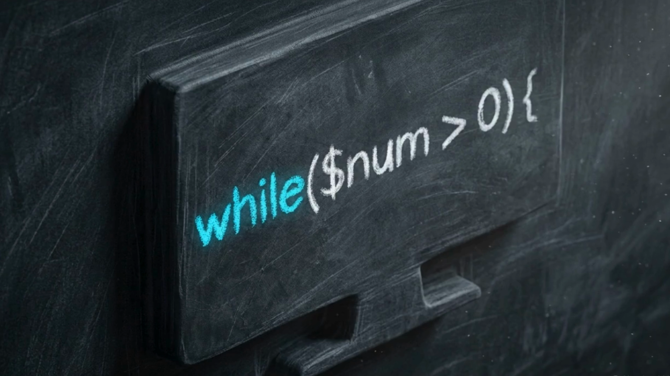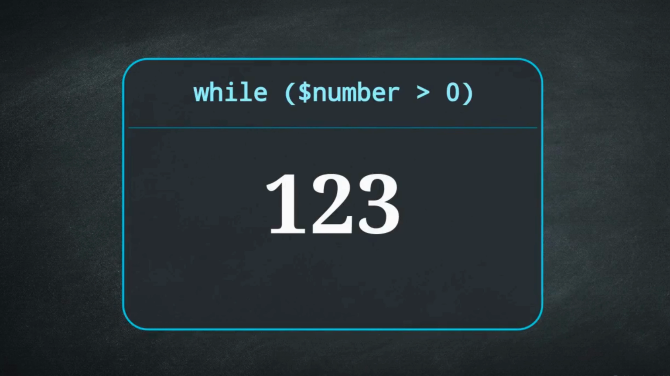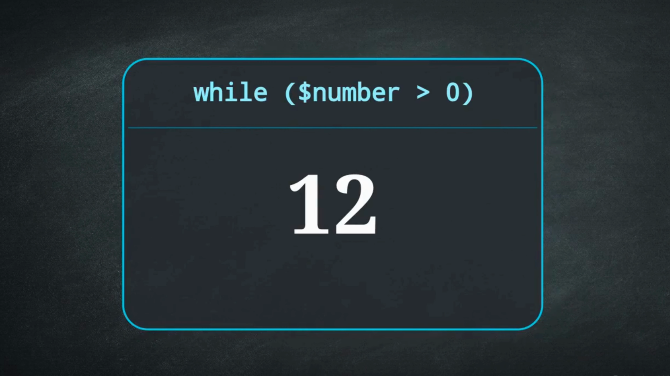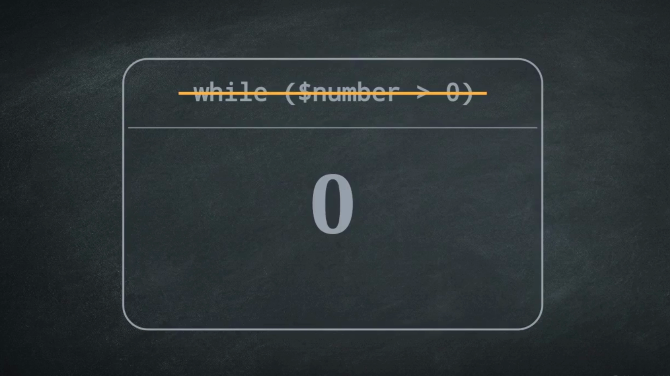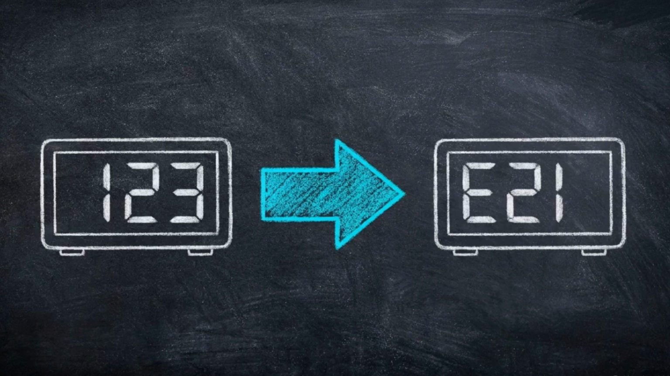For the math loop category, we rely on the while loop. This is simply a set of instructions that repeats a multiplication or division sequence until the initial number is reduced to 0. This handles calculating factorials or extracting digits to reverse a number.